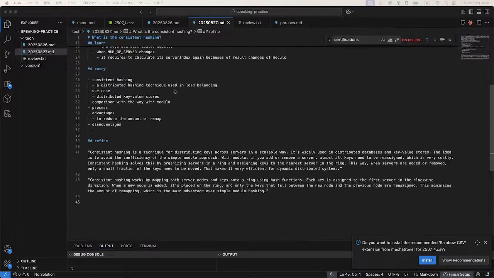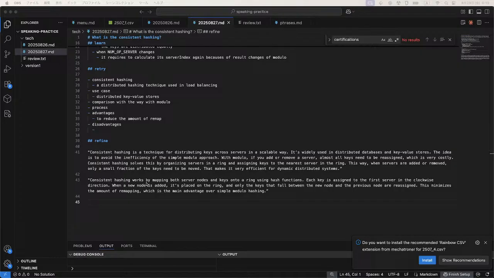Consistent hashing is a technique for distributing keys across servers in a scalable way. It's widely used in distributed databases and key value stores. The idea is to avoid the inefficiency of the simple modular approach. With modulo, if you add or remove a server, almost all keys need to be reassigned, which is very costly.